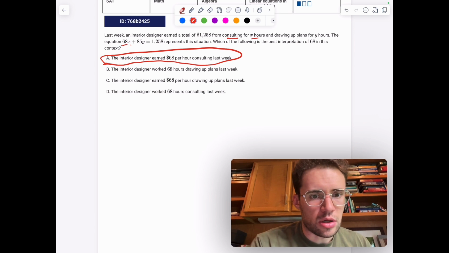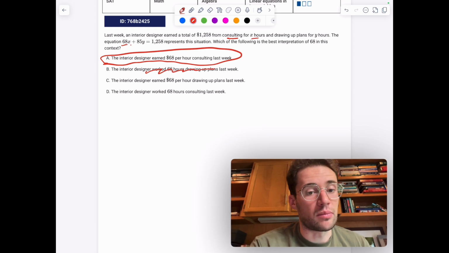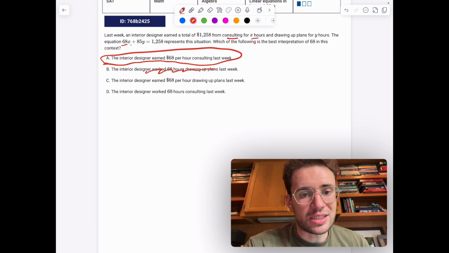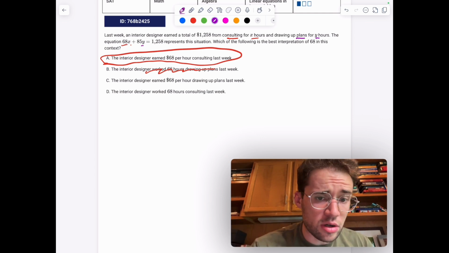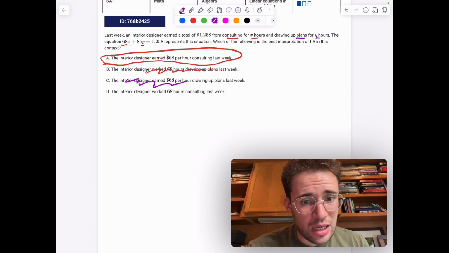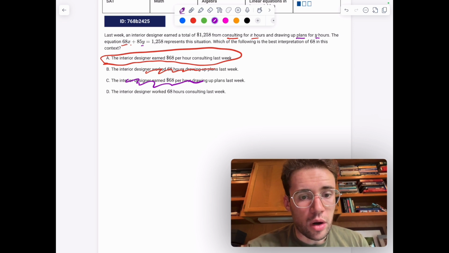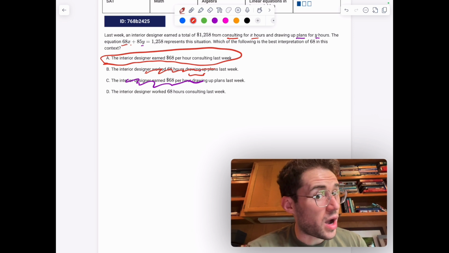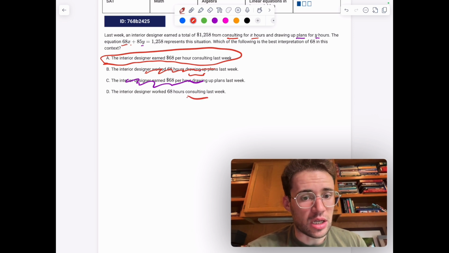Okay, that sounds good. Interior designer worked 68 hours. No, the number of hours is X. I didn't say X equals 68. It's being multiplied by X. The interior designer earned $68 per hour drawing up plans last week. No, the plans was Y, right? The number of hours for the plans. Well, the interior designer made $85, so not 68. And then the interior designer worked 68 hours for the consulting. Oh, drawing up plans. Okay, I misspoke before. The number of hours drawing up plans was actually Y, and the number of hours consulting was X.